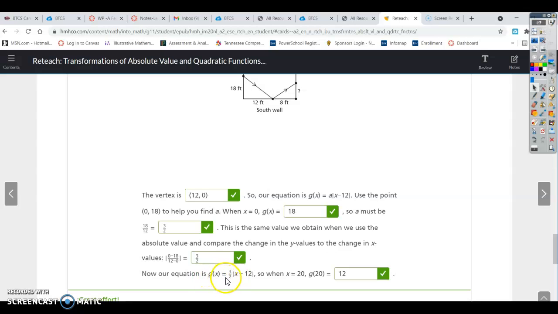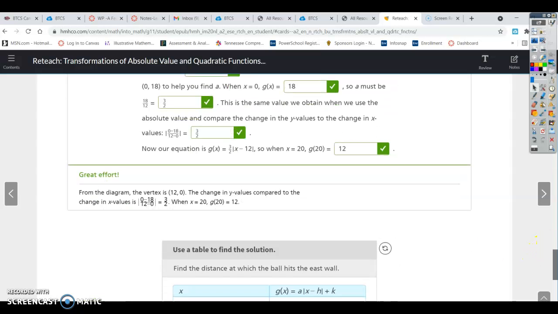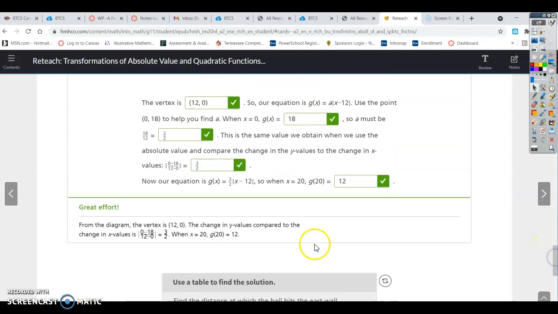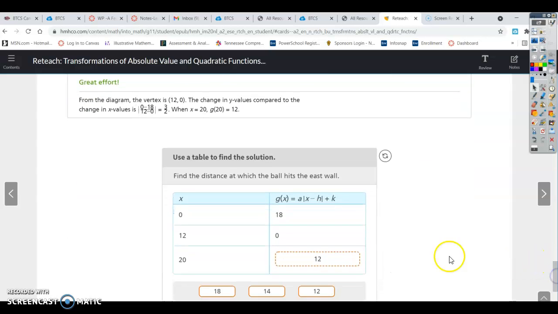So you've got g of x equals 3/2 times the absolute value of x minus 12. Go ahead and substitute in the 20, and you're going to see 20 minus 12. 20 minus 12 is 8. 3/2 of 8 is 12. So that's how you get that answer.